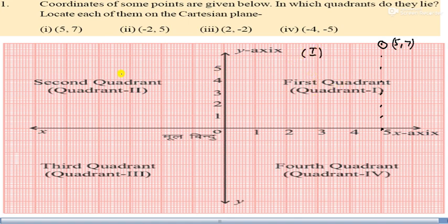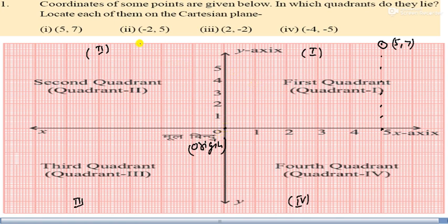It is the first quadrant, the second quadrant, the third quadrant and the fourth quadrant. Which is written on your paper also, and it is the origin. So you can write here origin. It is the coordinate of the origin.